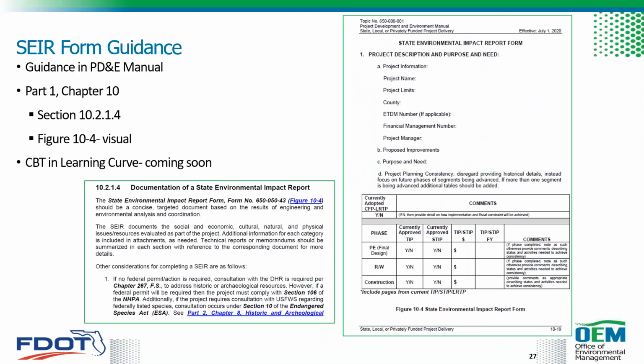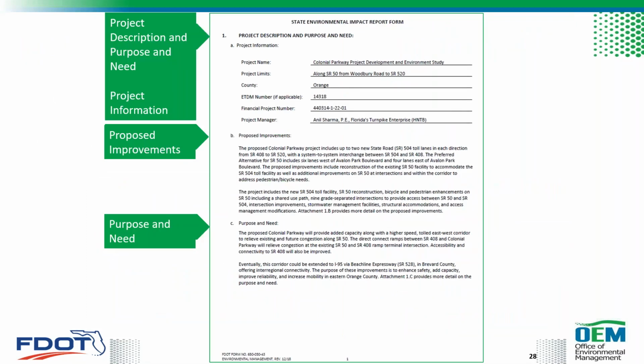There is guidance available on preparing a SEER form in Part 1, Chapter 10 of the PD&E manual. And just like with the non-major state action, there's guidance in the text, and then there's a visual of the form as a figure at the end of the chapter. And we're working on that computer-based training to come out soon. Okay, so here's the completed SEER form that we're going to go through to introduce you to each section.